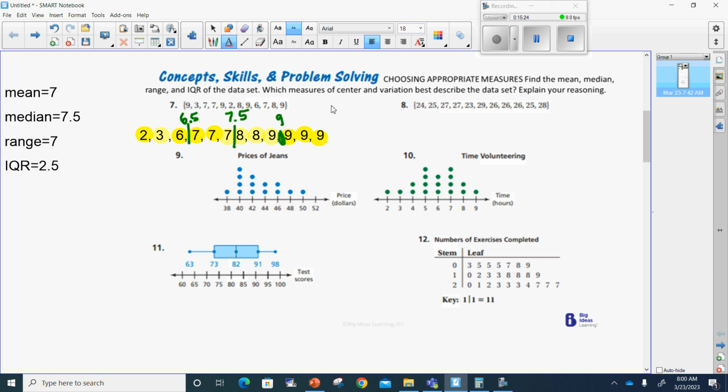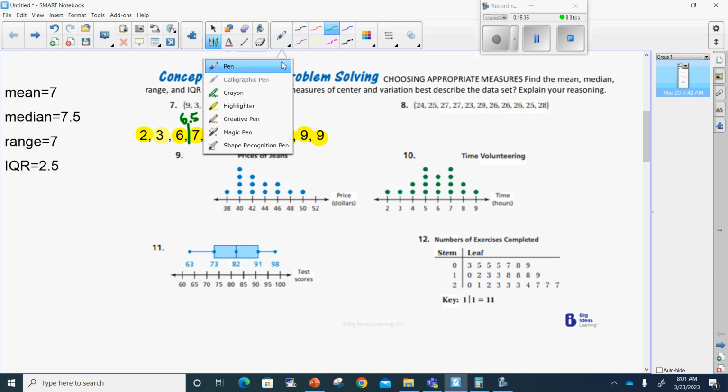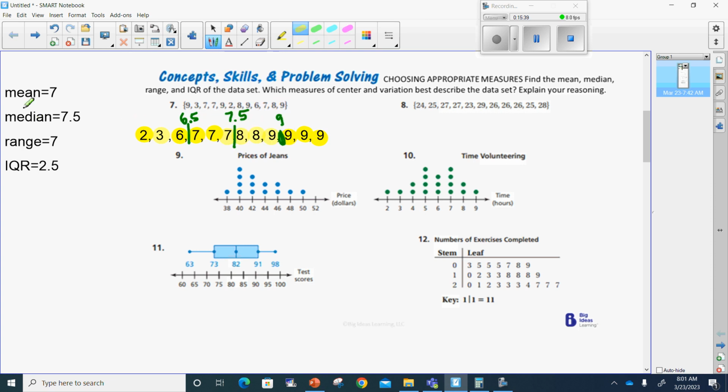All right, so if I was going to pick which was the best measure of center, the mean and the median both fit this. I mean, they're very close to each other. So I would say either one of these would be a great measure of center. And as far as my range and interquartile range, I think I'd be more comfortable using my interquartile range. Look, there's only a difference of 2.5 there.